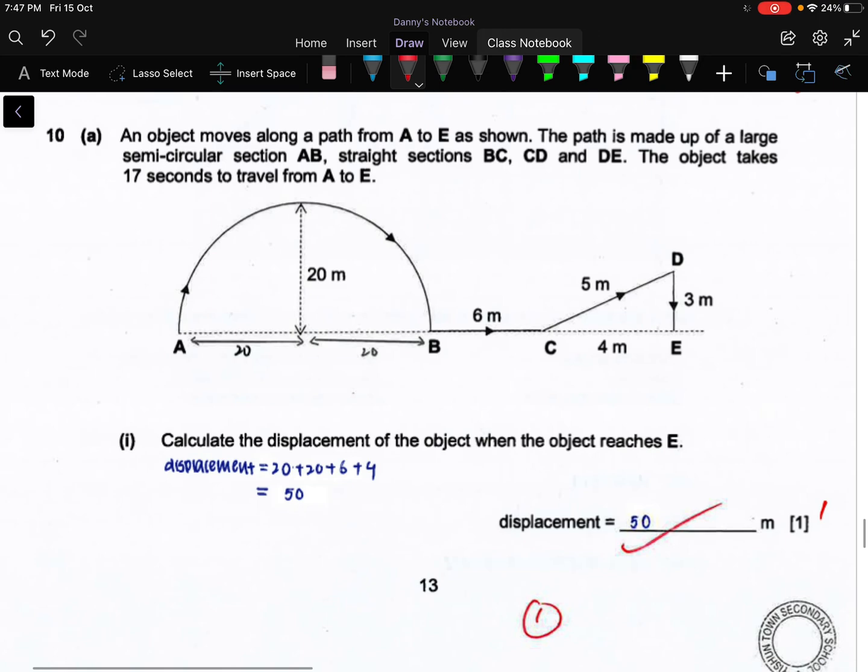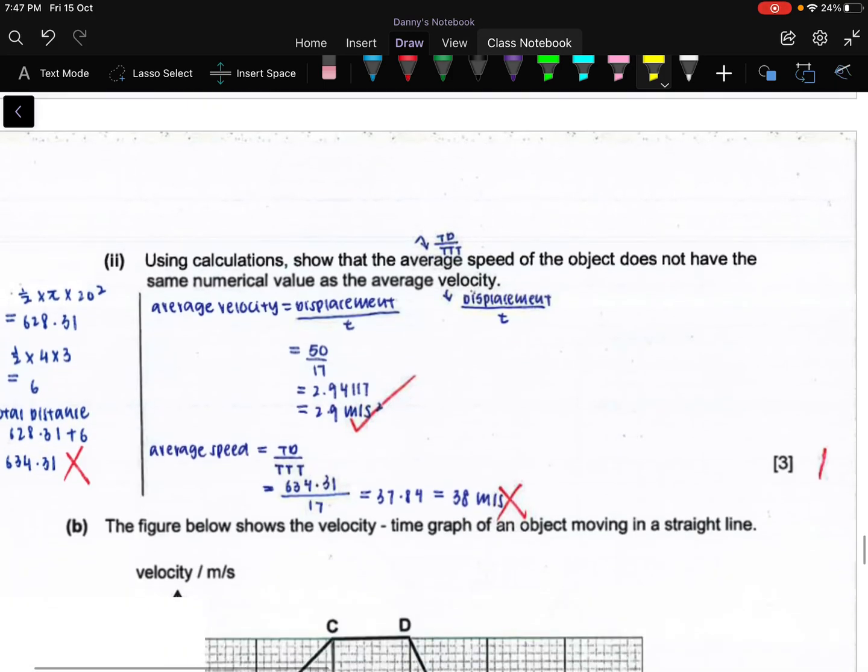Okay, for question 10, basically is a giveaway. It involves very simple logic. You just need to be very careful. Okay, so for 10A, to find displacement, you just take final position minus initial. So this is the one.